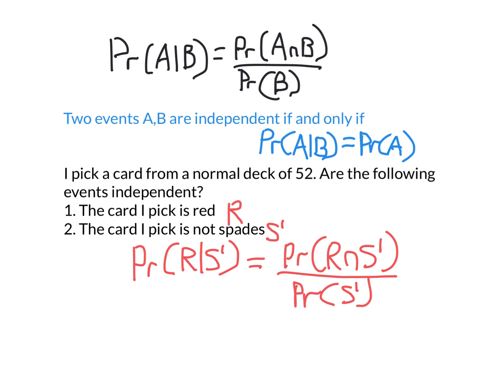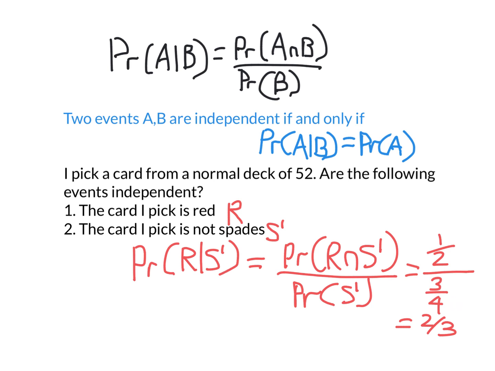So what's the probability that I pick a card that's both red and not a spade? Well, if it's red, it's not going to be a spade. The probability I pick a red card is just a half. What's the probability I don't pick a spade? Well, again, there are 4 suits: hearts, diamonds, spades, clubs. So if you don't get a spade, there are 3 out of 4 choices. You can still get 3 of the 4 suits. So a half divided by 3/4 is 2/3. The probability you pick a red card, given that it's not spades, is 2/3.